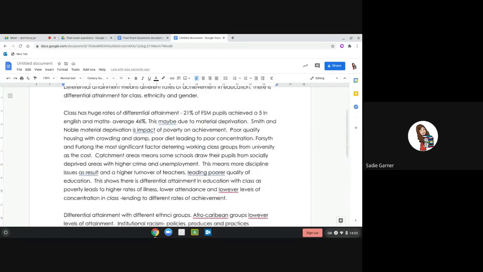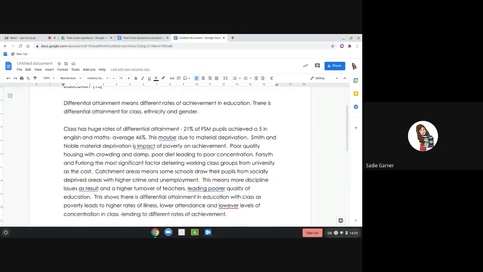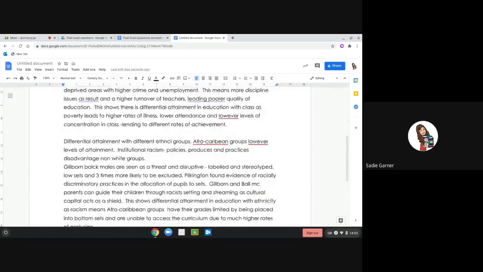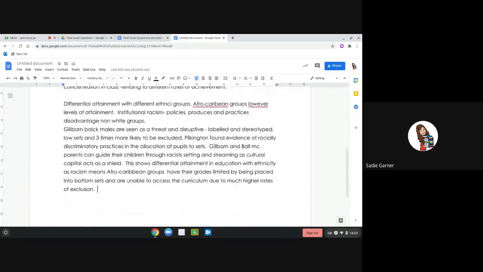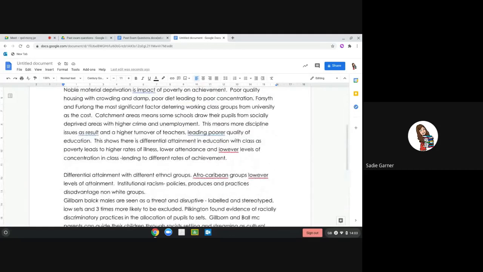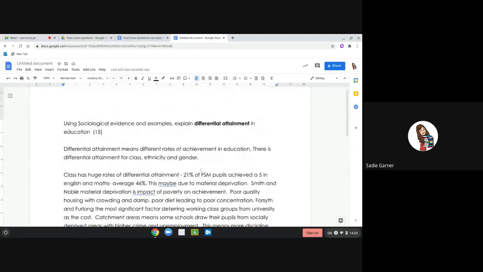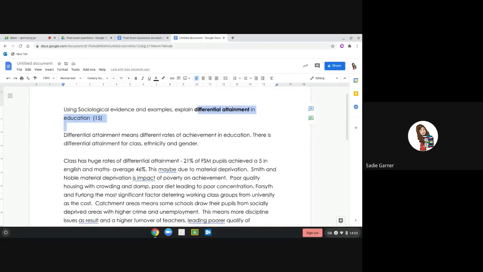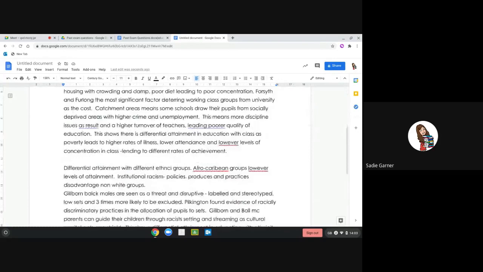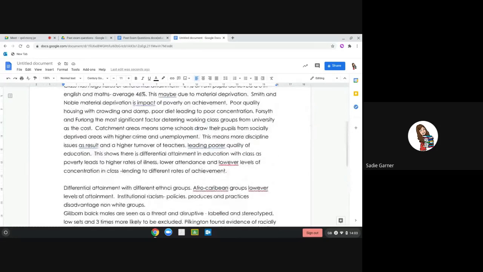Paragraph 3 you can't do yet because we haven't done gender, but paragraph 1 and 2 have 3 pieces of evidence in each paragraph, which is what we should always be trying to aim for, particularly on a question as broad as this. And it has this shows at the end of each paragraph, specifically referencing the question and being very clear about what's causing those differential rates of achievement. So you can do 2 out of the 3 paragraphs. Can't do the third one yet because we haven't done gender.